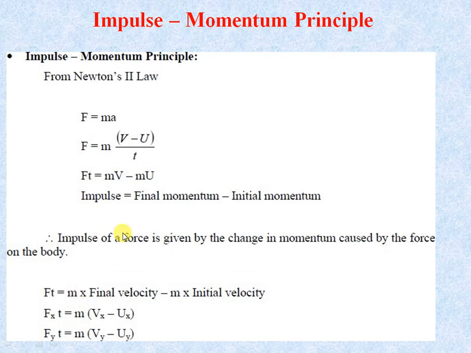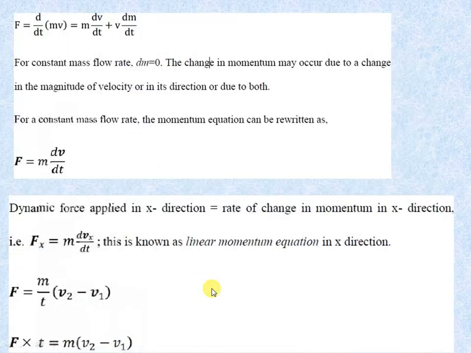So Ft is equal to m into final velocity minus m into initial velocity. Suppose we consider the direction of this force as the x direction. So Fx into t is equal to m, the mass remains the same because in solid mechanics the mass remains the same, times vx, the final velocity along the x direction, minus ux, the initial velocity along the x direction. And along the y direction, Fy into t is equal to m, and the velocity changes: the final velocity along the y direction is vy and the initial velocity along the y direction is uy.